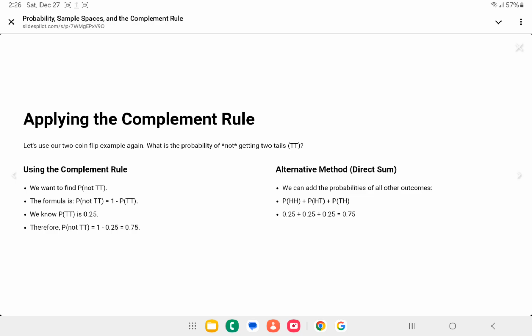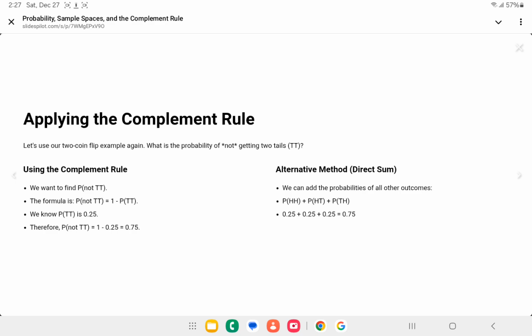So it will be equal to 1 minus the probability of getting two tails. The probability of getting two tails is 0.25. So 1 minus 0.25 gives us an answer of 0.75. As a result, the probability for the outcome of not getting two tails is equal to 0.75 or 75%.